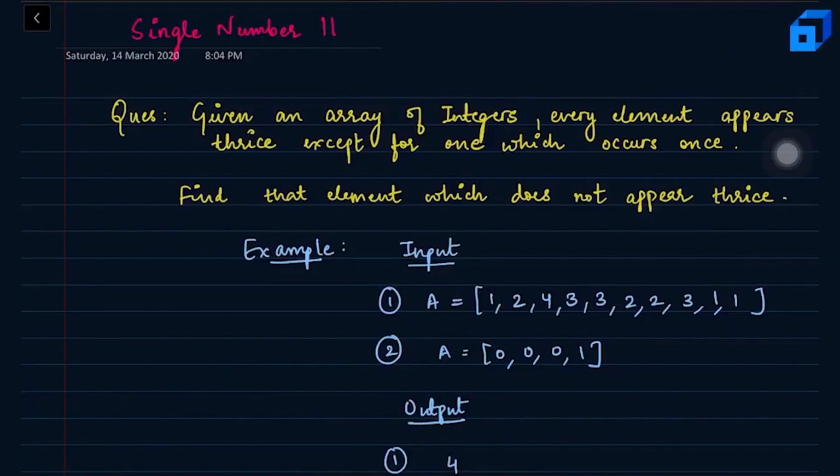Hello everyone, let's talk about a new problem, that is Single Number 2. What this problem says is that you will be given an array of integers, and in this particular array every element is going to appear thrice except for one element which is going to appear only once, and your task is to find that particular element which does not appear thrice. I hope the question is clear.